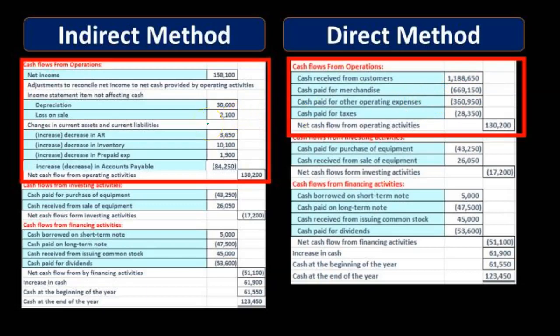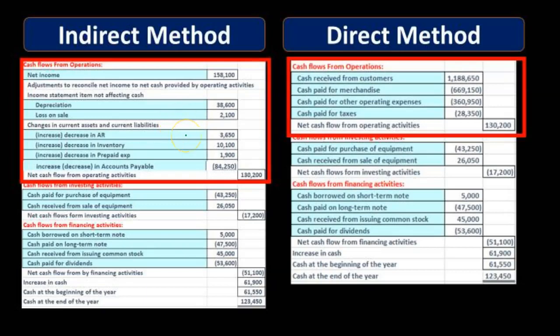And then in the indirect method, we're going to go over here and start with net income, the bottom line on the income statement. And then we're going to reverse things out that are not cash related. For example, depreciation, a gain or a loss, are not cash related. We'll talk more about that when we construct the indirect method cash flow statement.